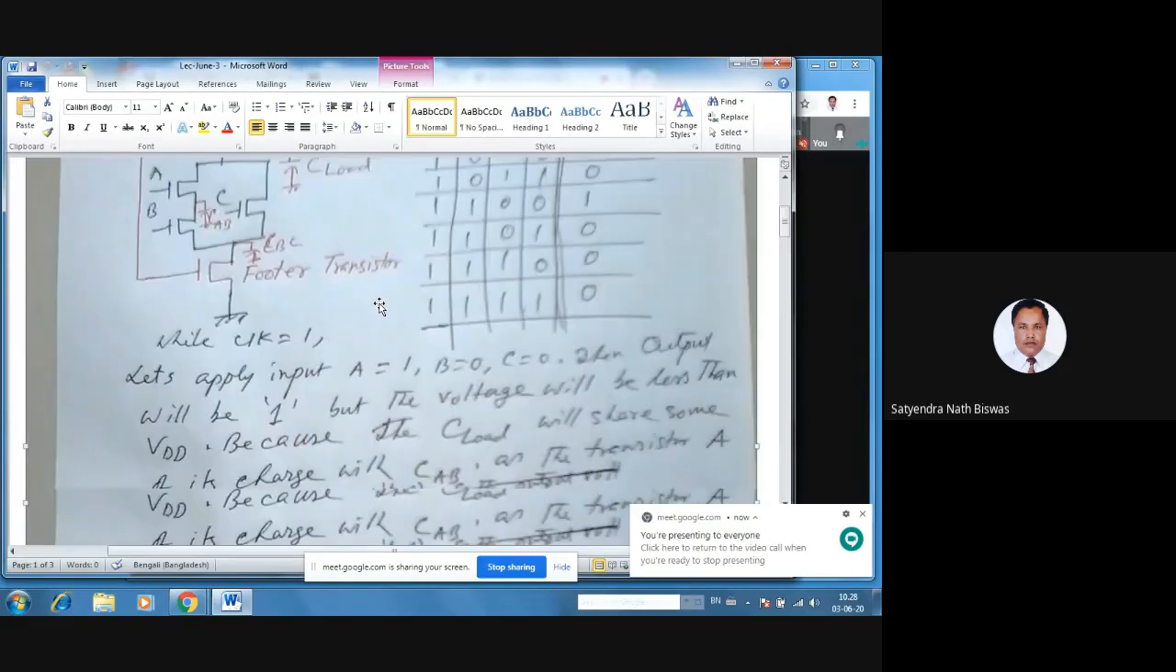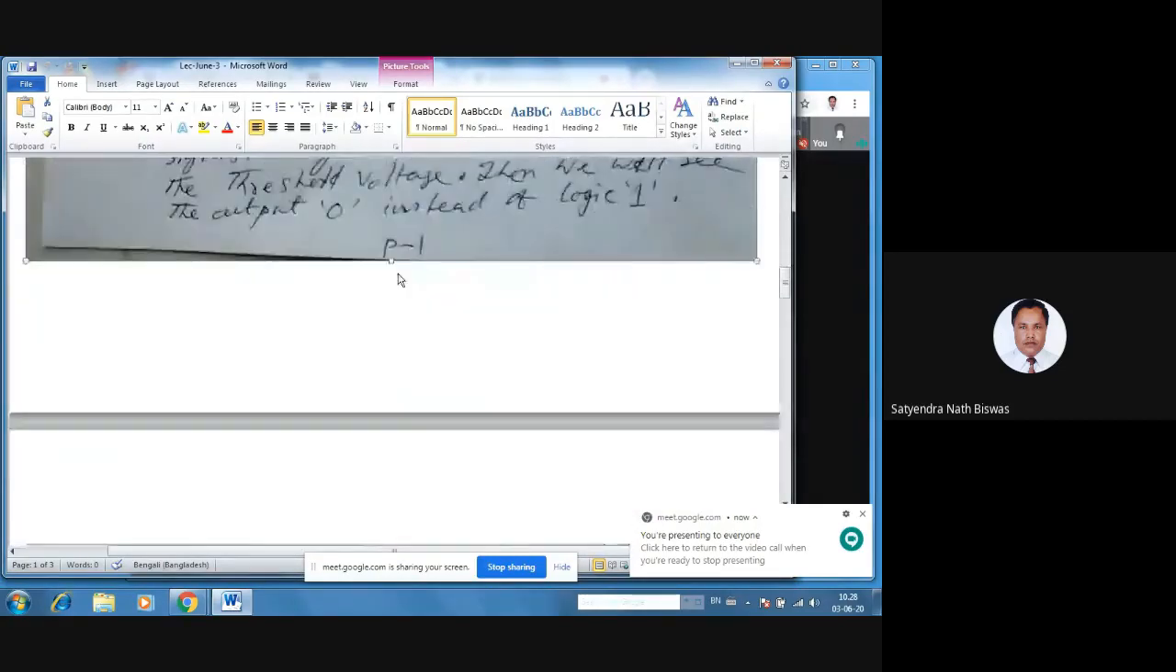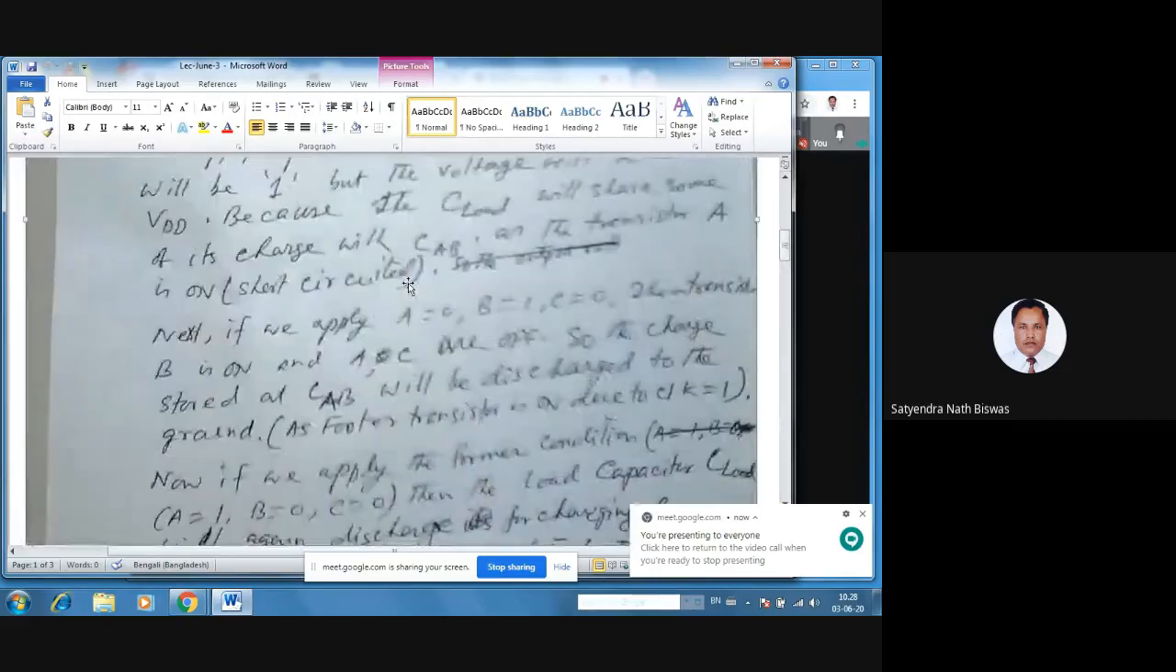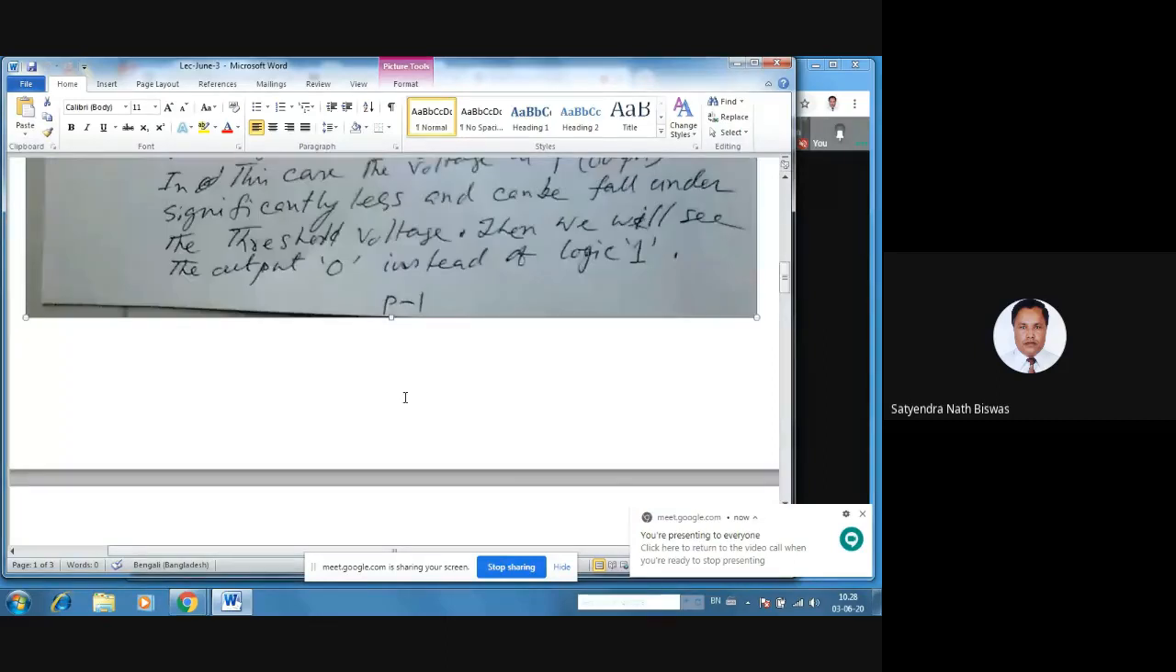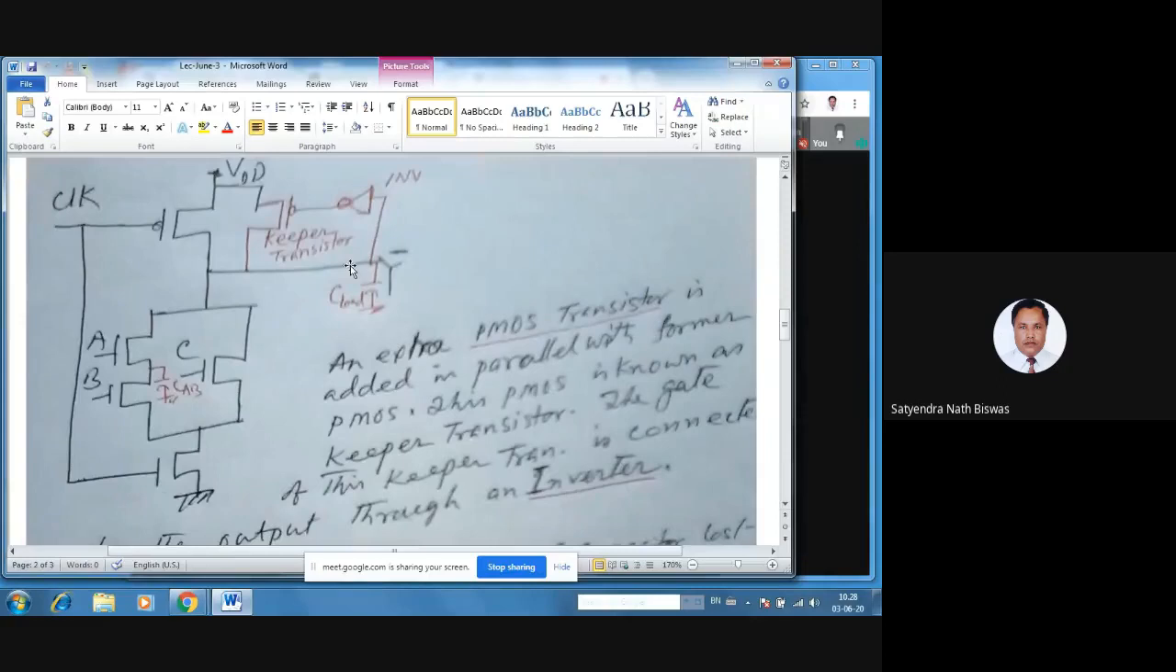In order to fix this, what I have said is written here, so you can read it. And this is the modified diagram. Here you see the output is connected to an inverter, and the output of the inverter is connected to the gate of a PMOS, and this PMOS is in parallel to the original PMOS. This is the original PMOS, and this PMOS is connected in parallel, with its upper-side source connected to VDD. And this will solve that problem.